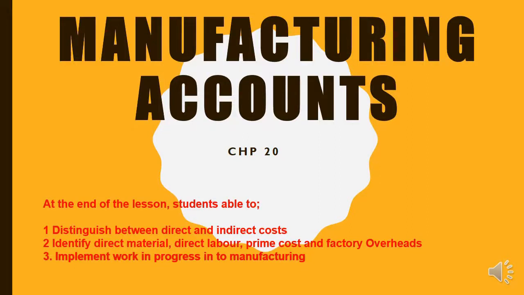Manufacturing accounts. By the end of this lesson, students must know how to differentiate the direct and indirect costs, identify direct material, direct labor, prime cost, and factory overhead. And the third one, implement the work in progress into the manufacturing account.